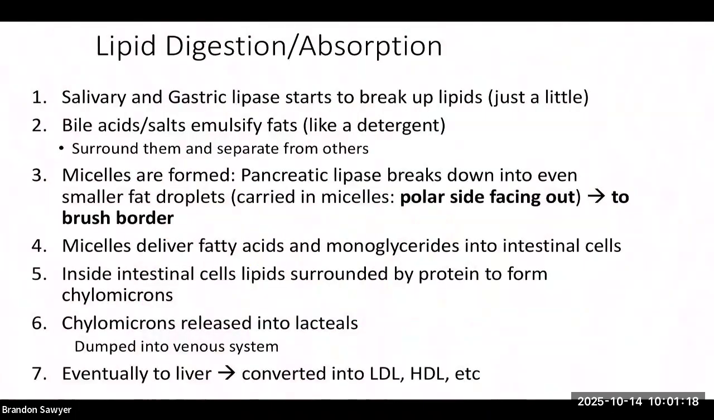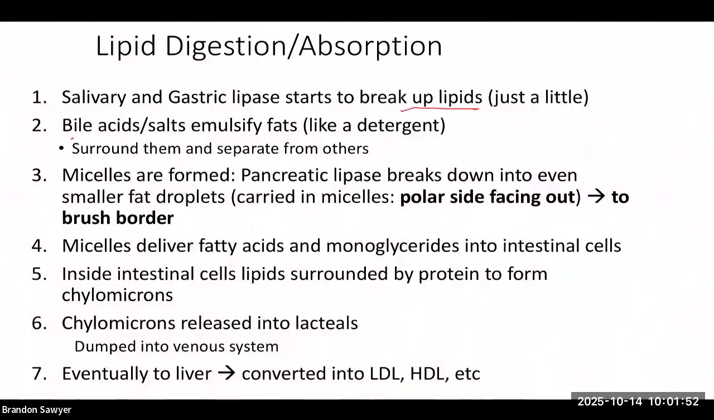So lipid digestion starts up in the mouth. Anytime we see lipase, lipase is the enzyme that's going to be breaking down fats for us. We have a little bit of salivary lipase, so there's not a major breakdown of fat in the mouth, but just a little bit. And then we also have gastric lipase release in the stomach. So we're just breaking up lipids slightly, taking big globules of lipids and breaking them up a little bit. So that's just in the mouth and the stomach, right?